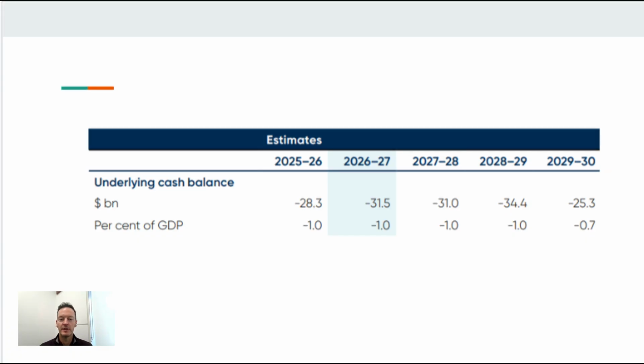All right, so first we're going to start with a macroeconomic overview, and we always want to start with the budget outcome. We refer to the budget outcome as the underlying cash balance. You'll see in the blue section is this year's underlying cash balance outcome. There is a small deterioration in dollar terms from 28.3 to 31.5 from last year to this year. But you'll see here the percentage of GDP has remained the same at negative 0.1%.